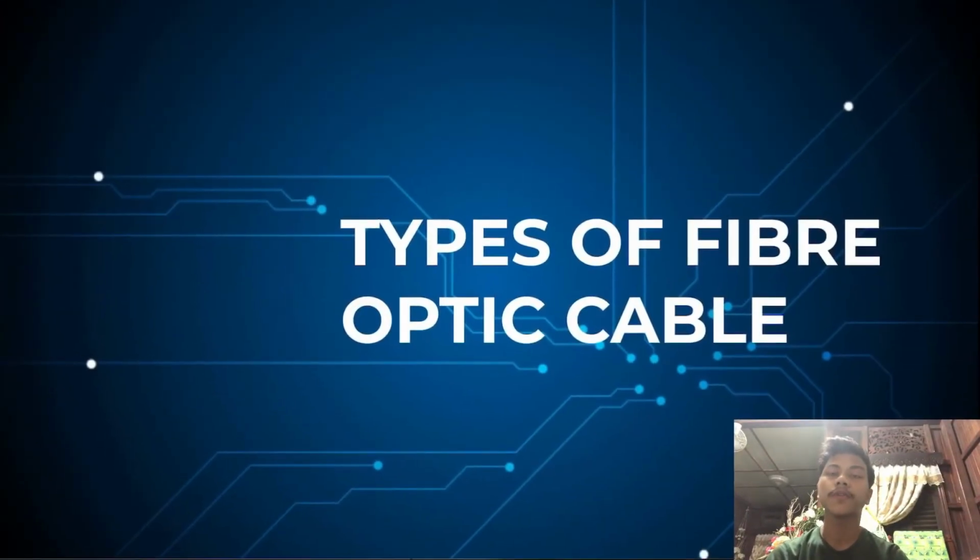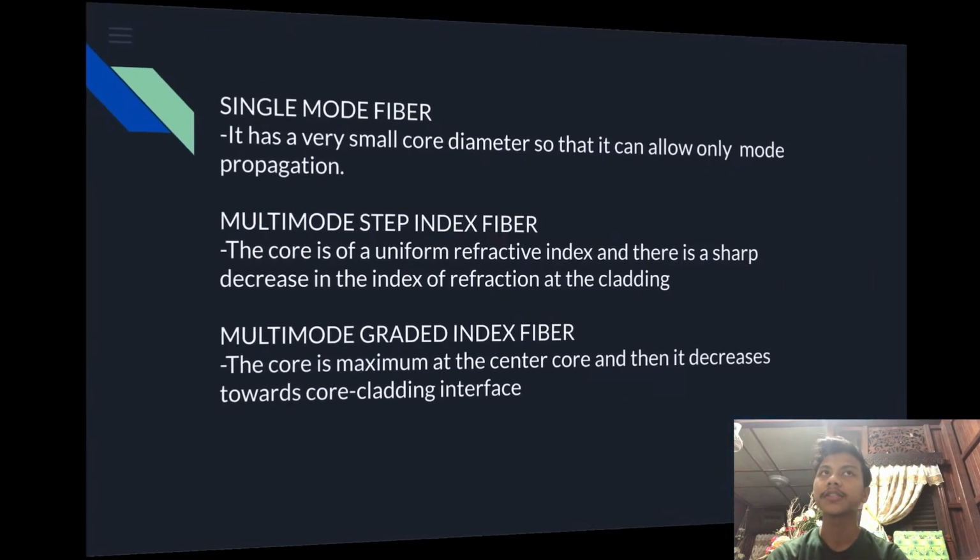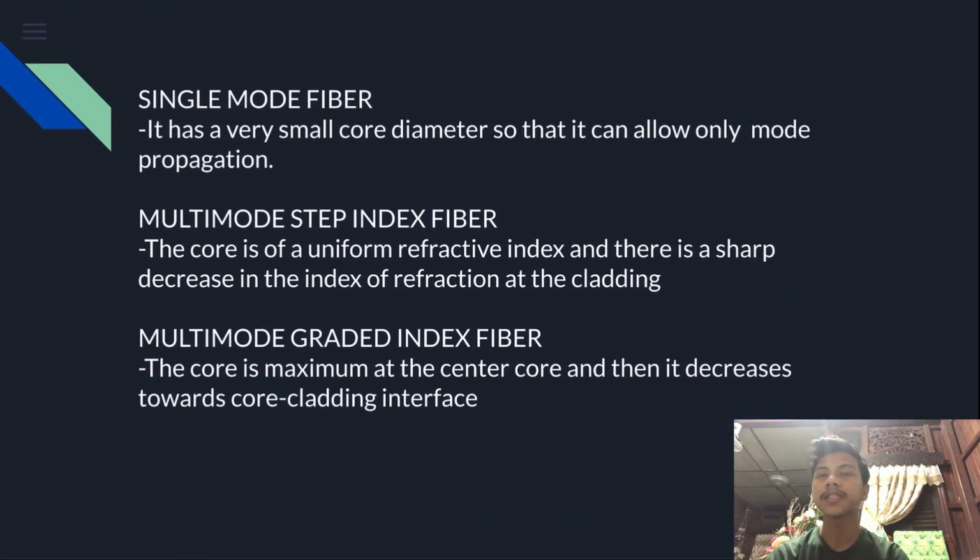So, for types of fiber optic cable, there are three types: single mode fiber, multi-mode step index fiber, and multi-mode graded index fiber. Single mode fiber has a very small core diameter, so it allows only one mode of propagation. Because of this, the number of light reflections created as the light passes through the core decreases, lowering attenuation and creating the ability for the signal to travel further.